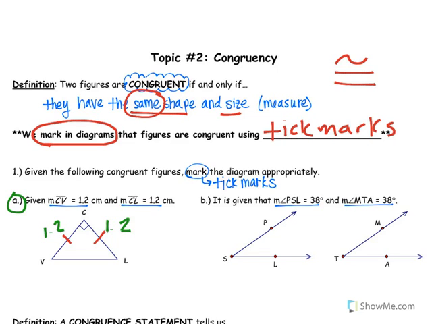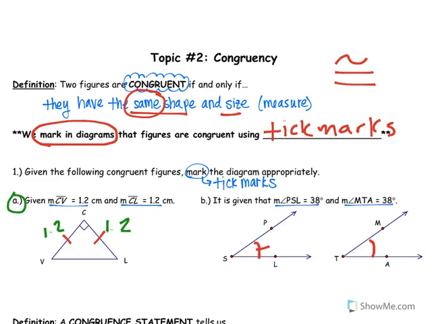But let's look at letter B. Letter B says, given that the measure of, now we're talking about angles, right? The measure of angle PSL equals 38 degrees. And the measure of angle MTA is also 38 degrees. A common mistake is to want to mark just up on the sides, something like that. But notice we're talking about the angle, and remember from last time we said that the measure of the angle is actually between those 2 rays, the 2 arrows. So we know that that measure is 38 and this measure is 38, so we know that they're congruent.